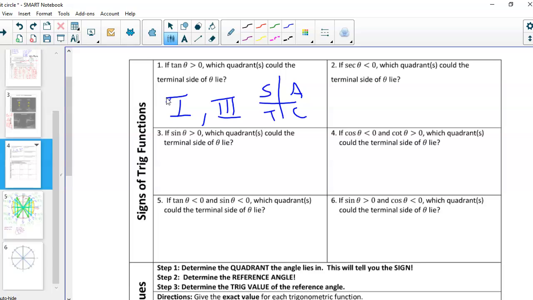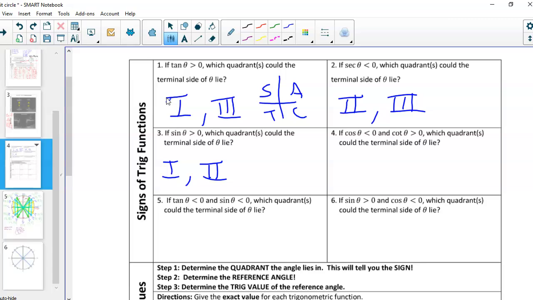So for 2, that just means where is secant negative? That means where is cosine negative? So where would this be negative? 2 and 3. Where would sine be positive? 1 and 2.